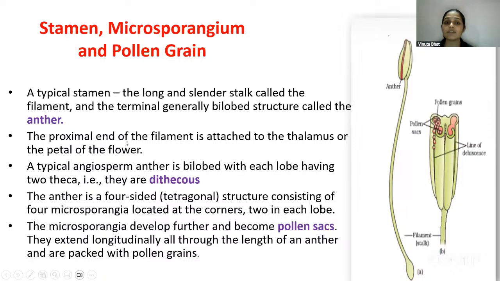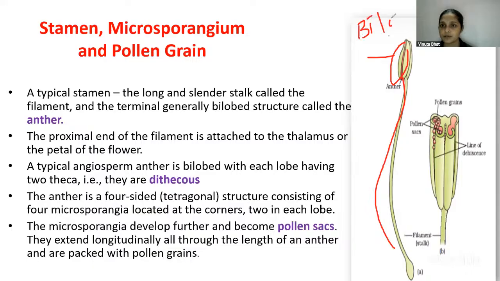Here, mainly we are discussing the male reproductive structure, that is the stamen. The stamen constitutes the anther and the filament. Anther and filament together form the stamen. This anther is bilobed, meaning two lobes are there. It is called the bilobed and dithecous anther. A very important thing about the anther is that it is bilobed and dithecous.